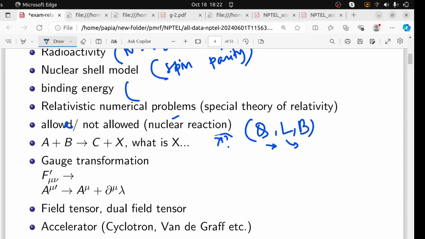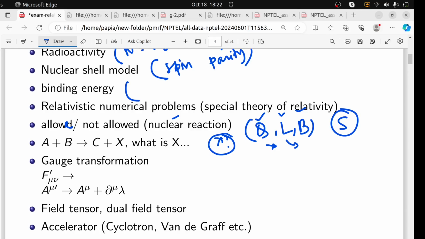You can find the X with the help of Q, L and B as well. And again, if it is a strong interaction, then we have to check the strangeness quantum number as well. I mean, for strong interaction, the strangeness quantum number should be conserved, right? Okay. So then this is the thing, and then the next topic can be the gauge transformation.